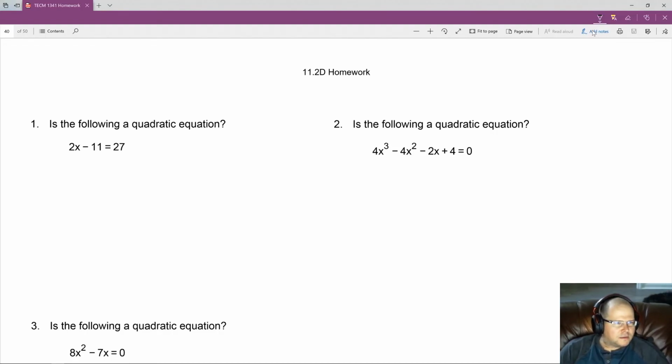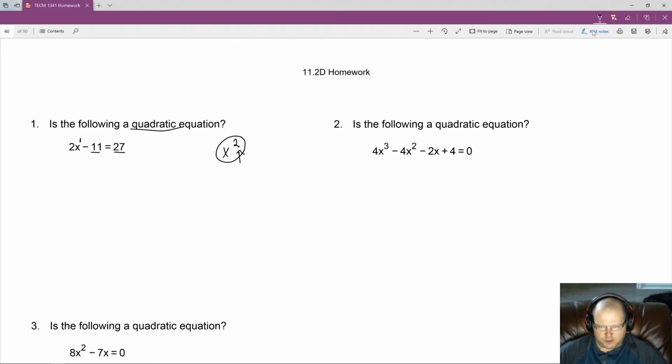11.2D homework. Is the following a quadratic equation? So quadratic equations have to have a second power. The highest power has to have a 2 exponent. Now, here there's an understood or implied 1 exponent whenever you don't see it. Here's a constant, there's a constant on the other side, so this is not in fact a quadratic equation.